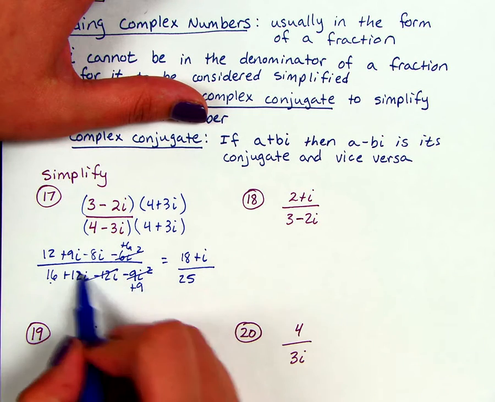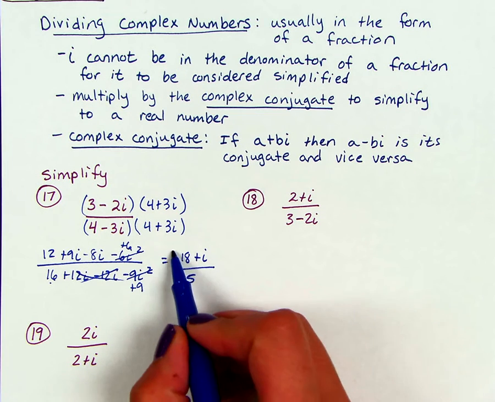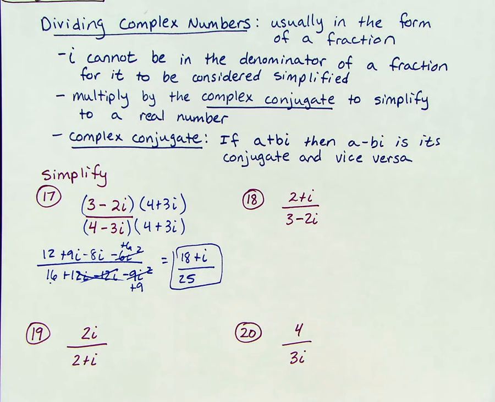And then those cancel out to be 0. And then the last thing we check is to see if all three of our numbers are divisible by the same thing, but they are not. So this is our final simplified answer.